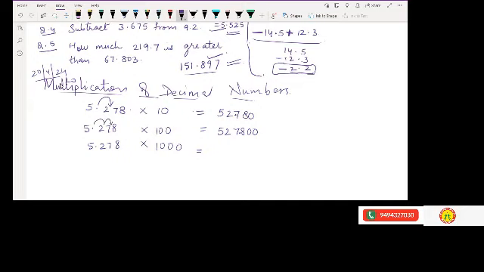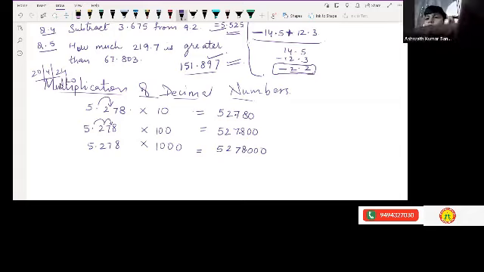Similarly, when we multiply by 1000, the same thing happens, and we observe that our decimal point will shift 3 places towards the right. That means our decimal point will be here then, 5278.000. Understood? Everyone? Okay.